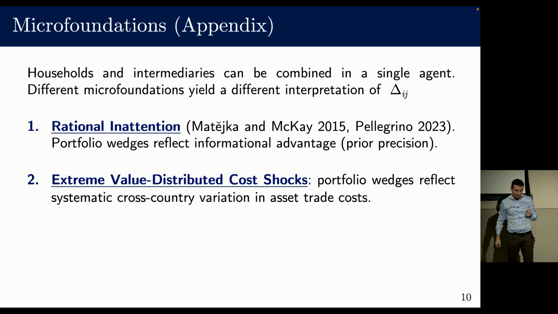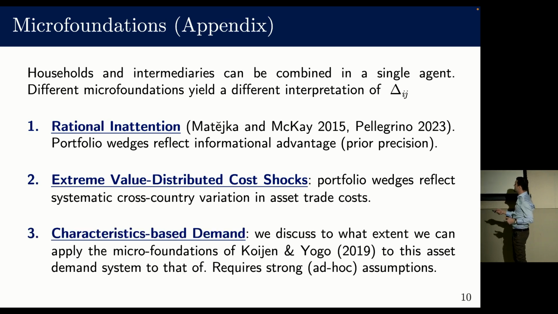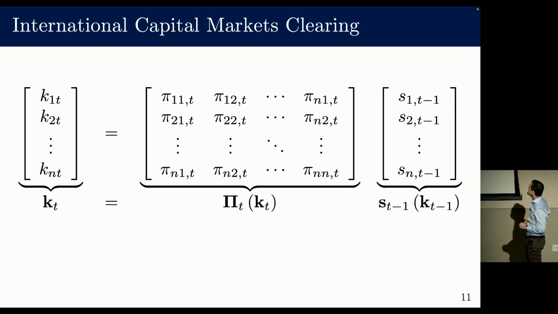Then we have a microfoundation based on extreme value distributed cost shocks. Under this microfoundation, these wedges can be interpreted as a systematic asset trade cost between countries. Finally, we also discussed to what extent the microfoundation of Koijen and Yogo, this is their famous asset demand paper, can be applied to our system, although in this case it requires some pretty strong assumptions, okay?